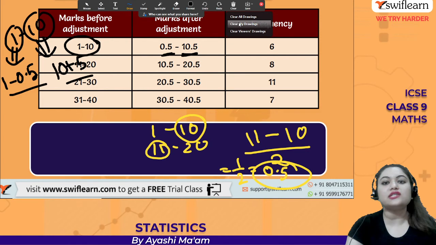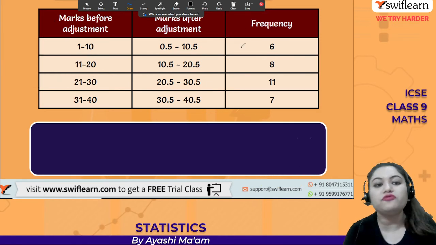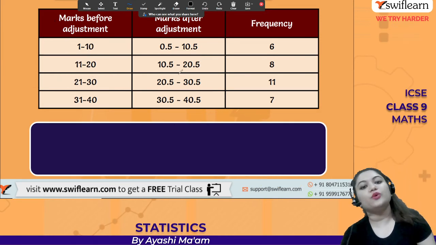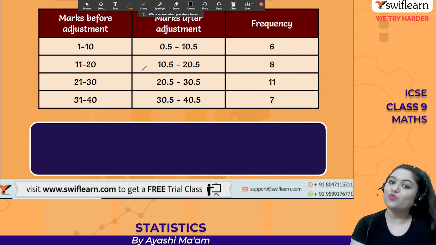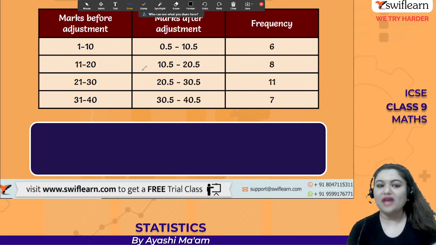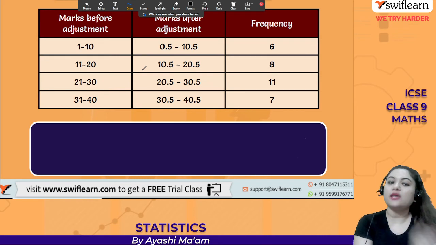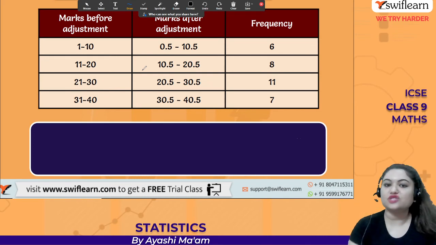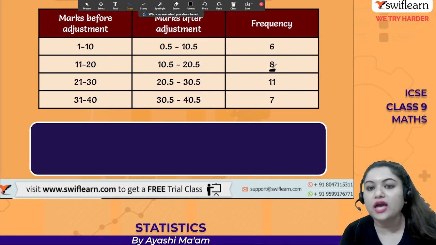And again for the next one also same thing, adjustment factor is 0.5. So 11 minus 0.5 is going to give you 10.5, and 20 plus 0.5. Okay, so from the lower limit we will subtract, to the upper limit we will add the adjustment factor. So 20.5. ये हो गया आपका frequency.